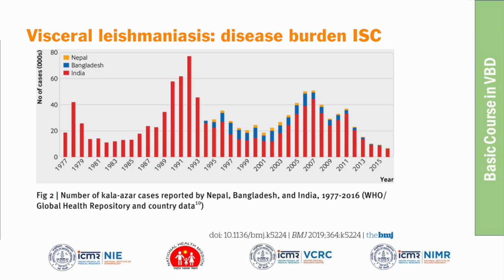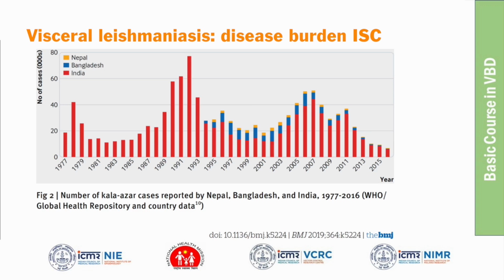This picture shows the real leishmaniasis disease burden in the Indian subcontinent. Here you can see the number of cases in thousands, and the distribution is from 1977 to 2016. The number of Kala-Azar cases reported by Nepal, Bangladesh, and India are shown here. Nepal is shown in yellow, Bangladesh in blue, India in red. You can see most of the cases are occurring in India compared to Bangladesh and Nepal. Next to Bangladesh is Nepal. You can see the cases are cyclic in nature. Every 12 years, it goes to a peak and then declines. It goes on like that.